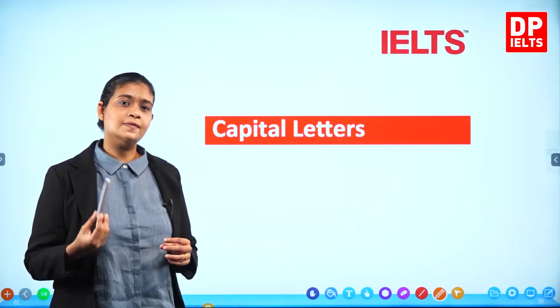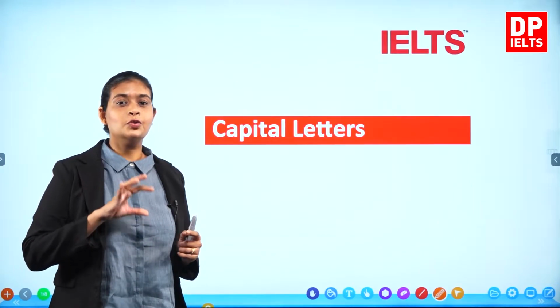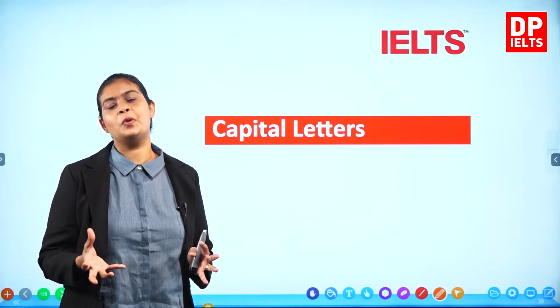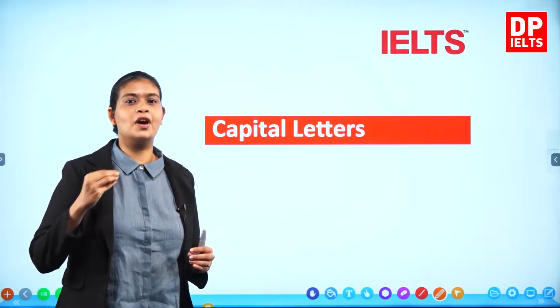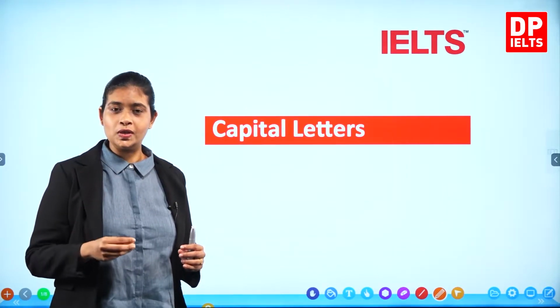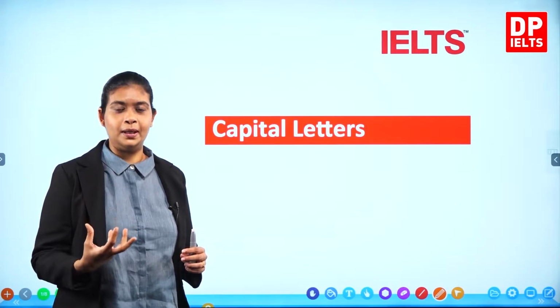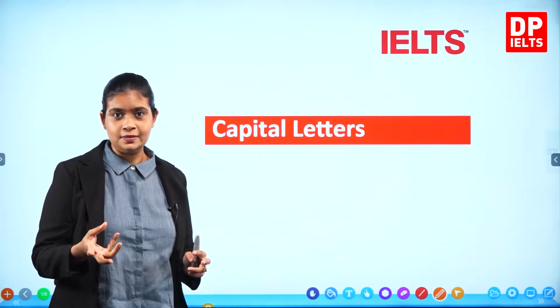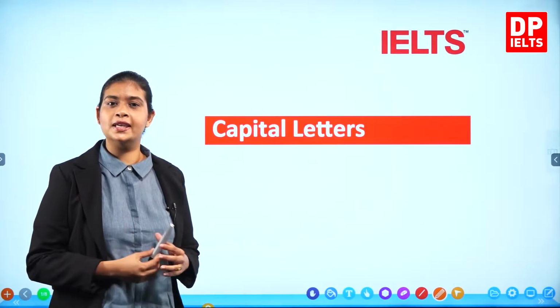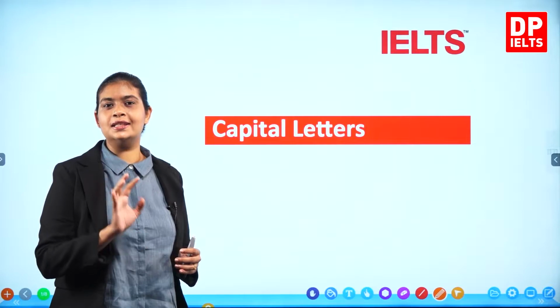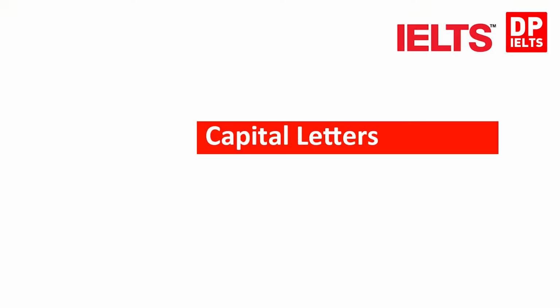Now it is very important for you to write these letters also properly. Not just know where to use it, but write it properly. Because if you're doing a written paper and you're going to write it for your writing module, then you should make it clear for the examiner to understand that this is a capital letter.